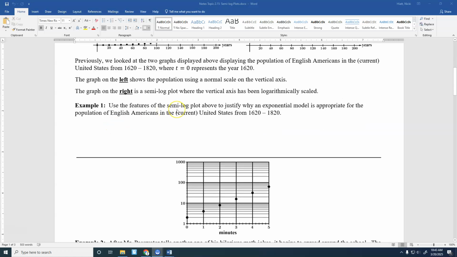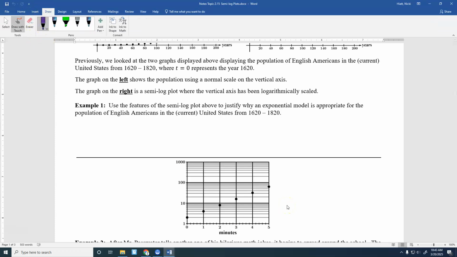It says, use the features of the semi-log plot above to justify why an exponential model is appropriate for the population of English Americans in the current United States from 1620 to 1820.